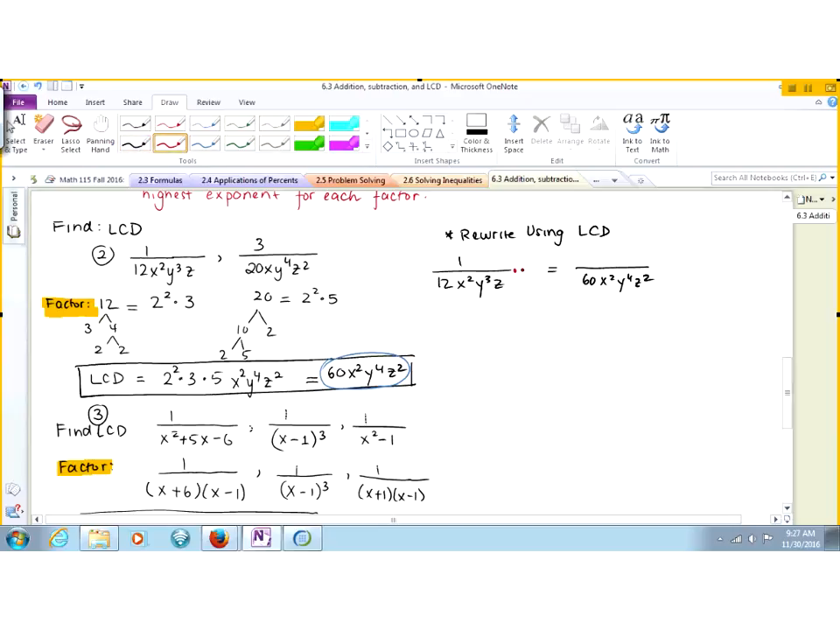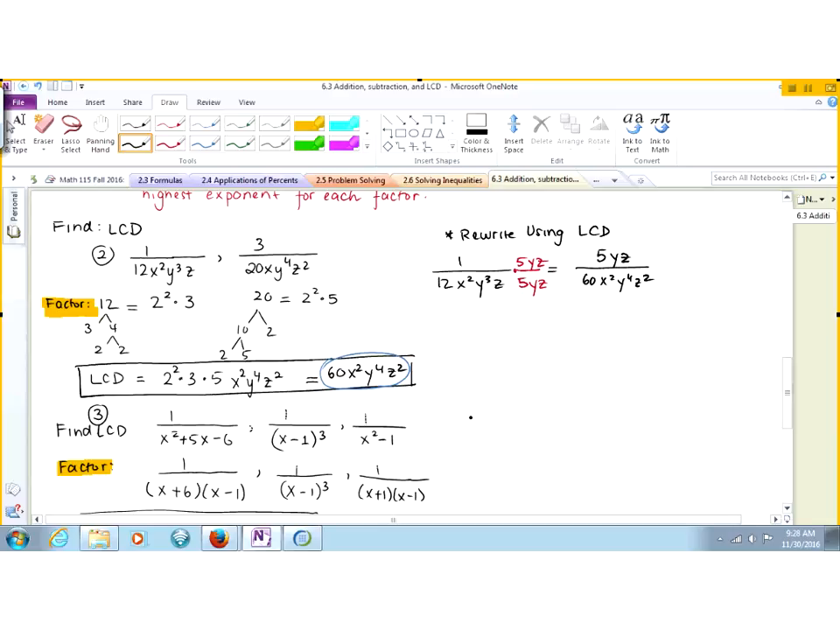So what is this? 12, I have to multiply by what? 5. Okay, what about the x? Nothing. What about the y? Is it 5yz? Isn't it? Okay, because I'm missing 1y and 1z. So that's why on top, I will have 5yz.